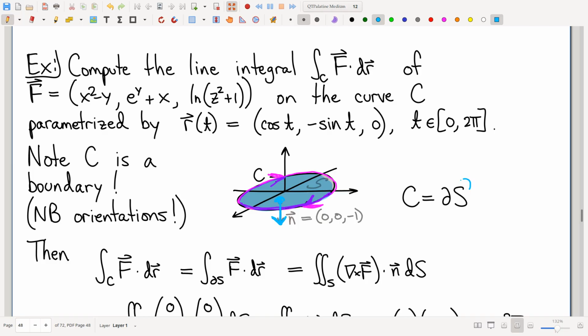So that surface, oriented like that downward oriented disc. You play the game: human right hand, thumb in the direction of that downward chosen unit normal orientation. And look which way my fingers swirl. They swirl exactly the way they're supposed to.